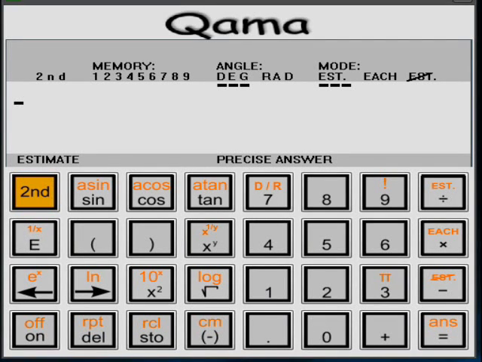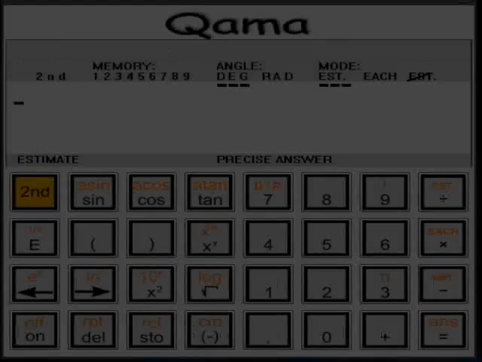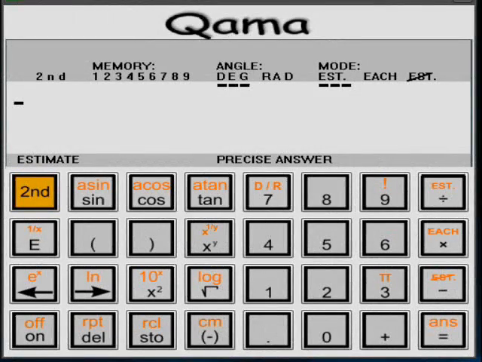Welcome to Qama, the calculator that thinks only if you think too. Please use the calculator's buttons only and not the computer's keyboard.